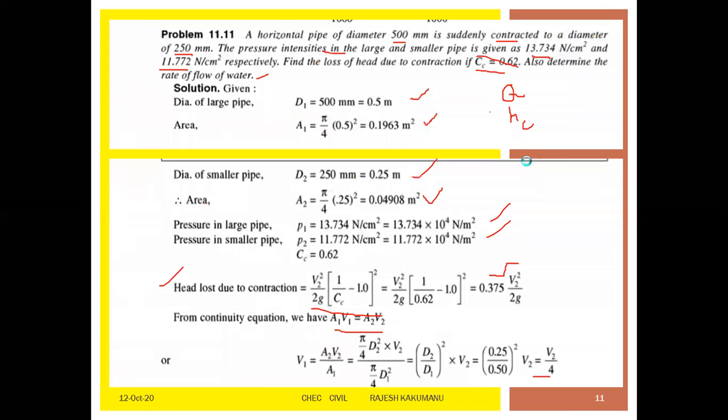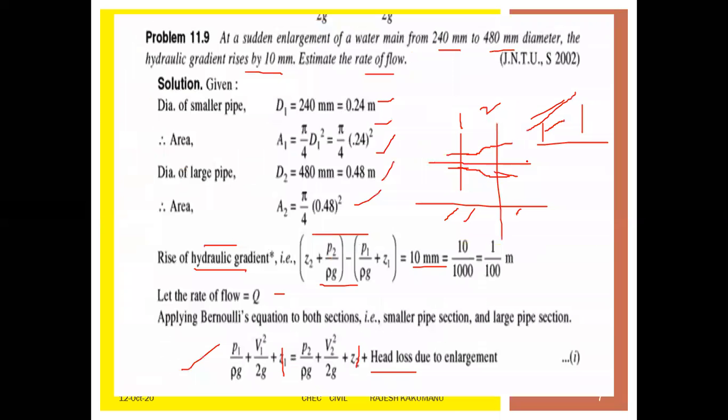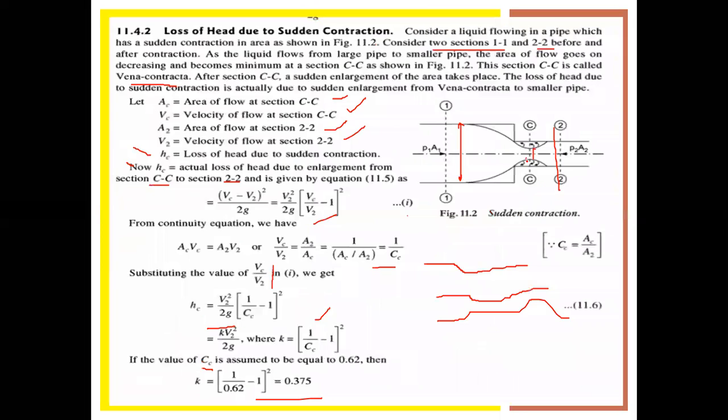So any doubts still here? The problems. If you have any doubt, just ask me. Contraction and enlargement, any doubts? Aviteja, Falguna, Snehalata, Shravan, any doubts? If you don't have any doubts, I will wind up. Okay.